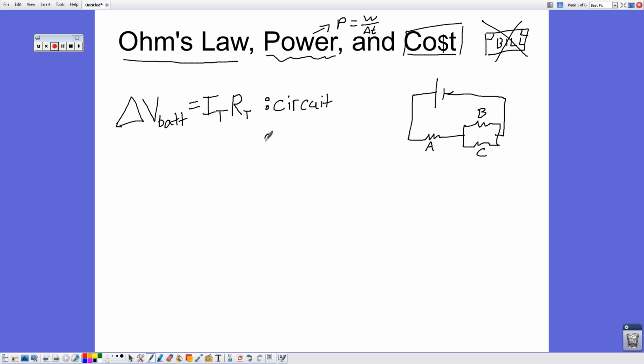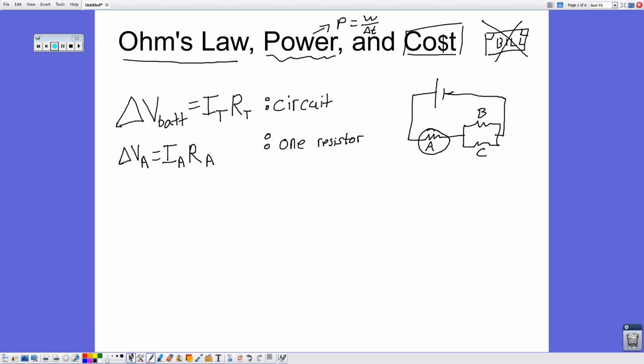What's really cool about Ohm's law is it doesn't just work for the circuit. It also works for one resistor. So say we just care about that light bulb. Turns out that the voltage used by light bulb A is equal to the current through light bulb A times the resistance of light bulb A. It's the exact same relationship. Now, that makes our lives way easier. It means we don't have to memorize a bunch of equations.